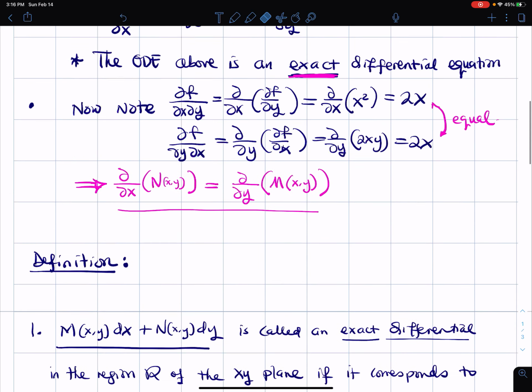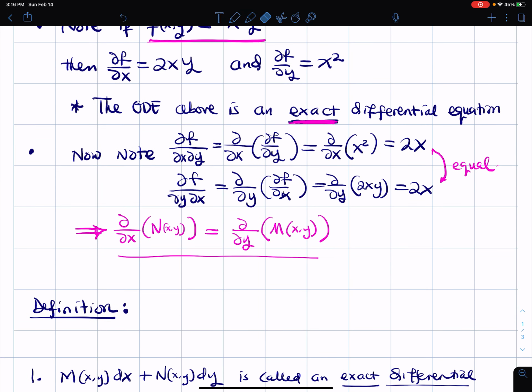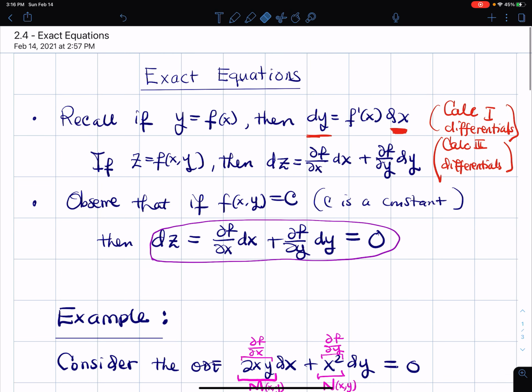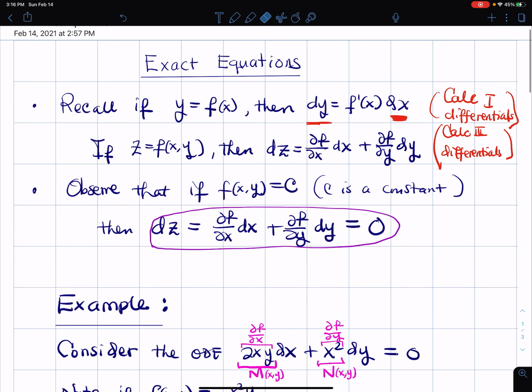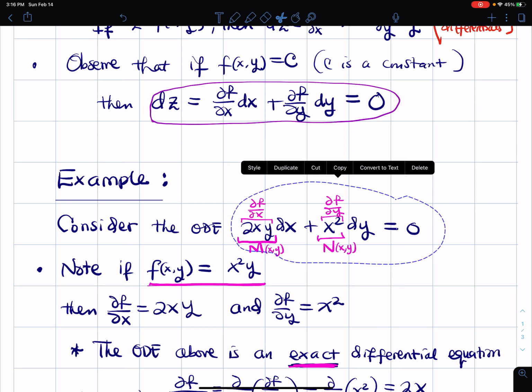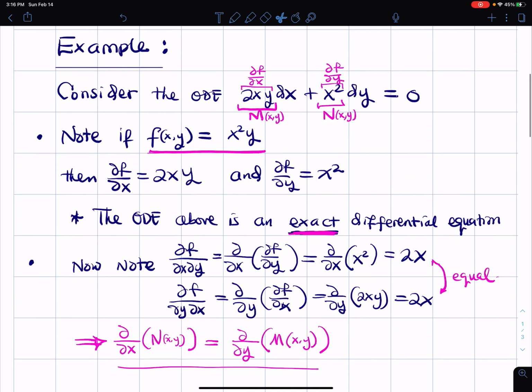Okay. So let's do an example. Or let's go back to the first example that we did. How about that? We go back to the first example we did. I want to solve this. Let me go and solve this. All right.